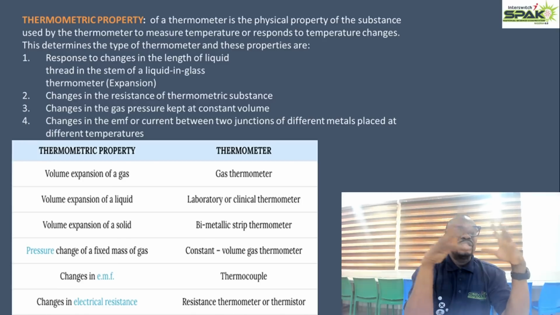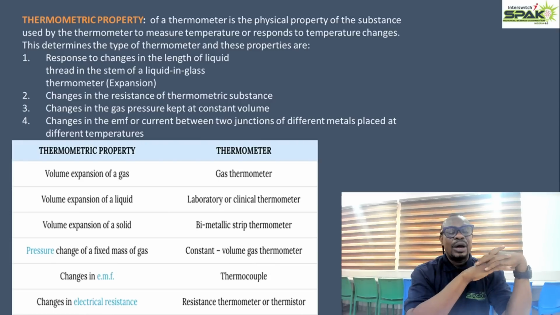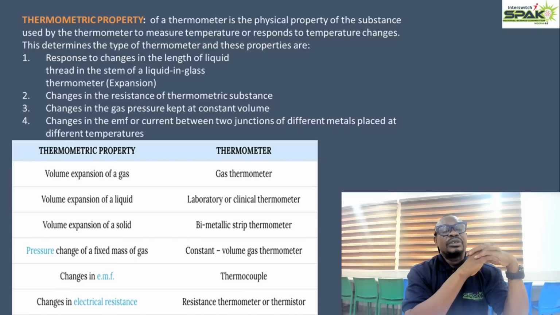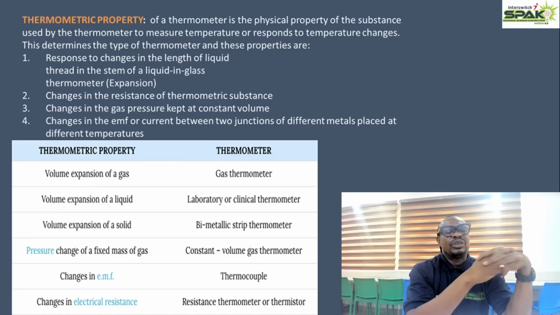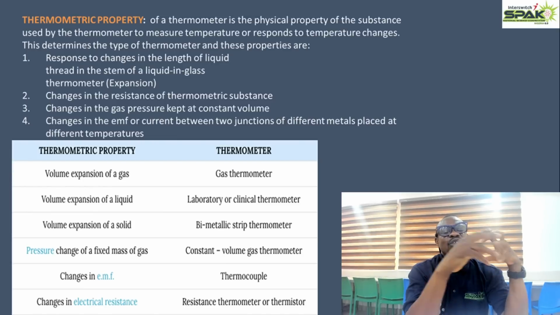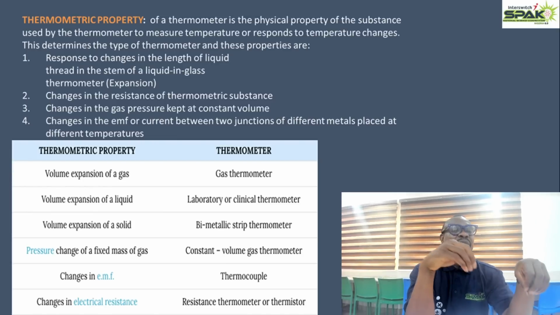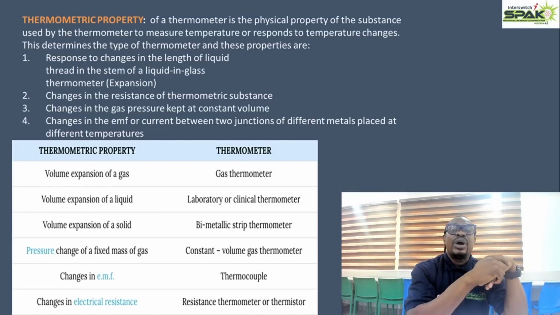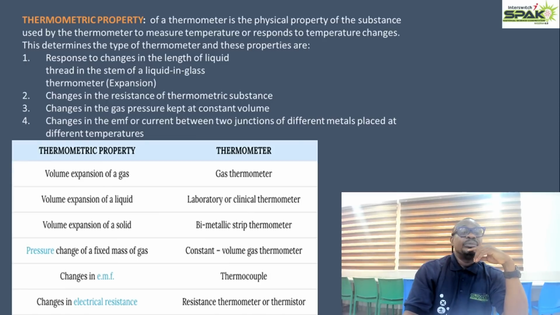So they all have their thermometric property. For resistance thermometer, we have the change in resistance of the thermometric substances with change in temperature. So all these, the response of the thermometric substances with temperature gives you the thermometric property. When you talk about the thermometric substance, you're talking about that substance in the thermometer that changes with temperature when heat is added or being removed.